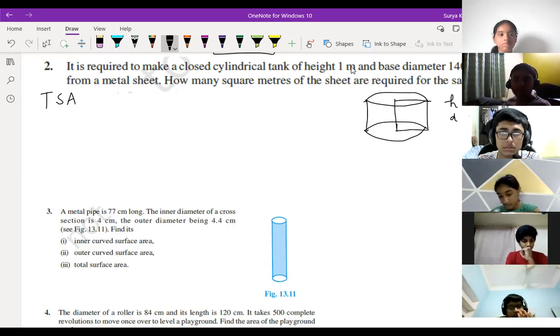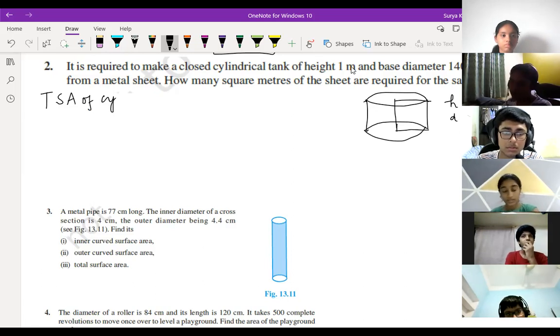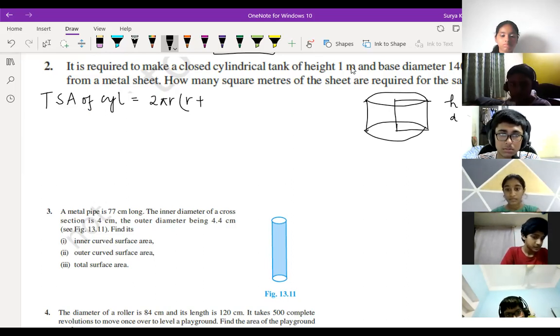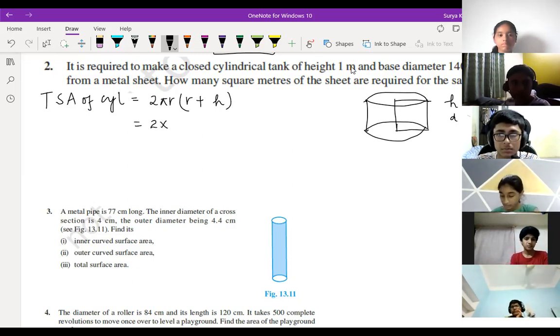So to find the TSA of a cylinder, you know the formula: 2 pi r h plus 2 pi r square, that is 2 pi r into r plus h, correct? Yes, sir. First, try to understand here, you can't write both meter and centimeter together. So try to convert either to meter or to centimeter, as you wish.